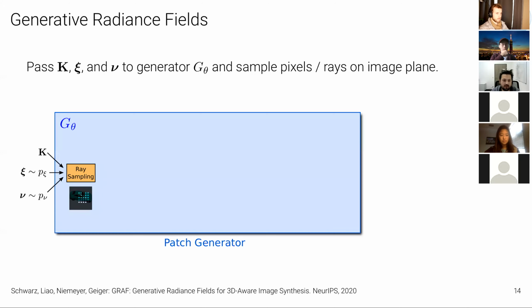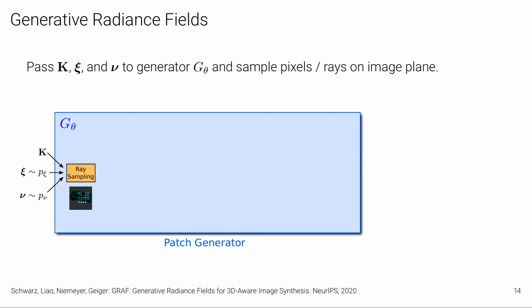Now we give these three things basically to our generator. And then we sample with the sampling pattern, basically patches on the image plane as indicated in this figure here. The idea is that we always sample, in our case, a 32 by 32 grid. So we always sample a fixed number of pixels, but the distance between these pixels we will sample. But this we will talk about later. Okay, but now you have pixels or rays that you want to evaluate.